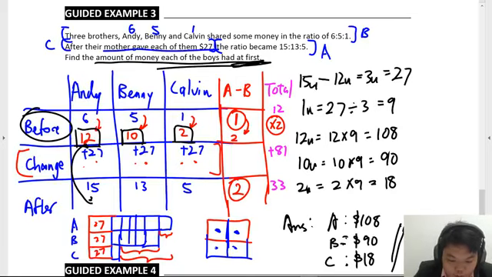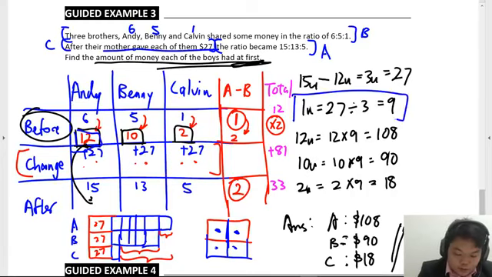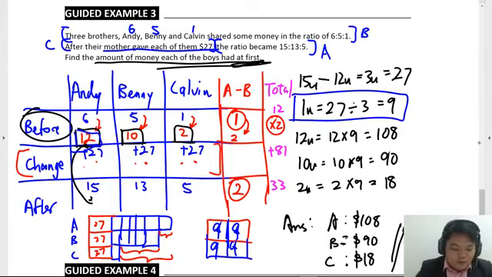Okay, so when you are asking why you use 12, 10 and 2 to times, because this is the most updated subunit over here. This 1 unit is equal to 9, means that one of these small blocks is 9. Okay, I have 12 of these 9s over here, so that's why I need to use the most updated subunit.